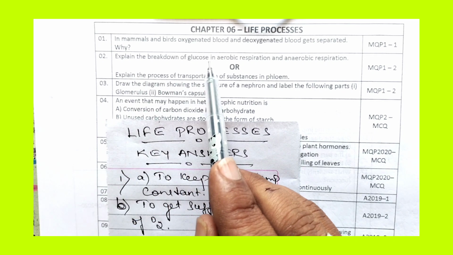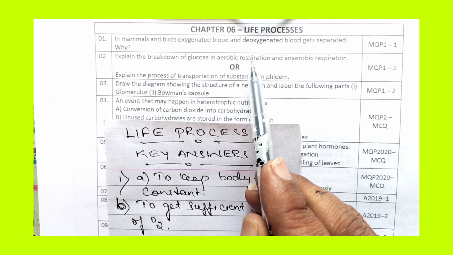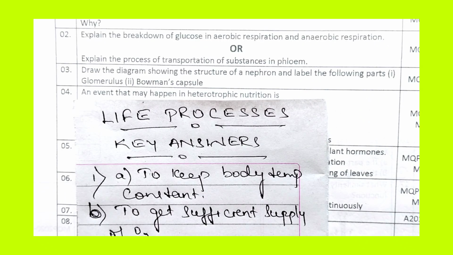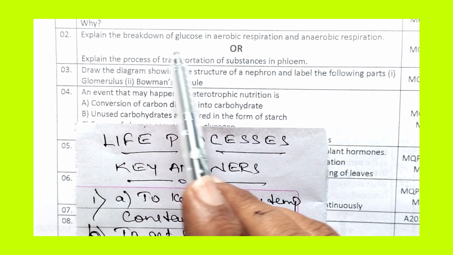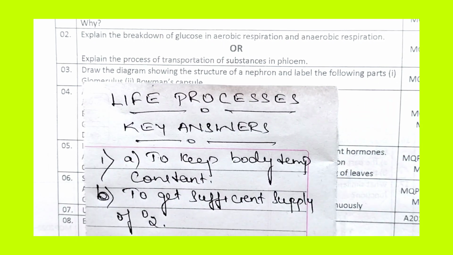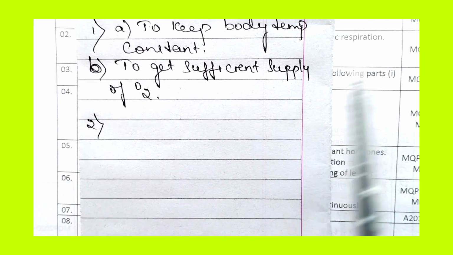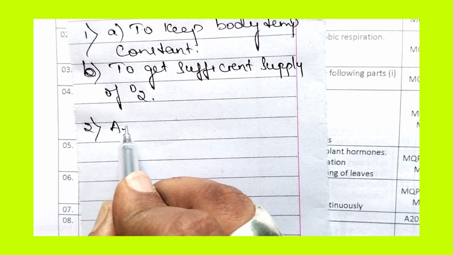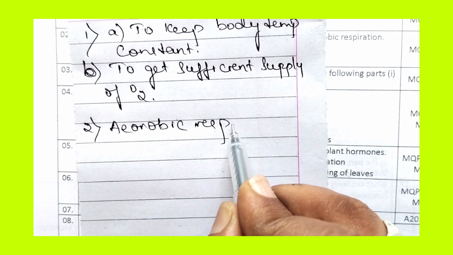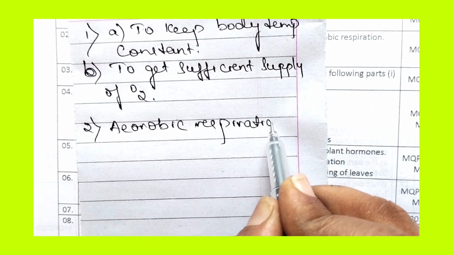Explain the breaking down of glucose in aerobic respiration and anaerobic respiration. It is a 2 marks question, so first let us move for aerobic respiration. So what happens in aerobic respiration?